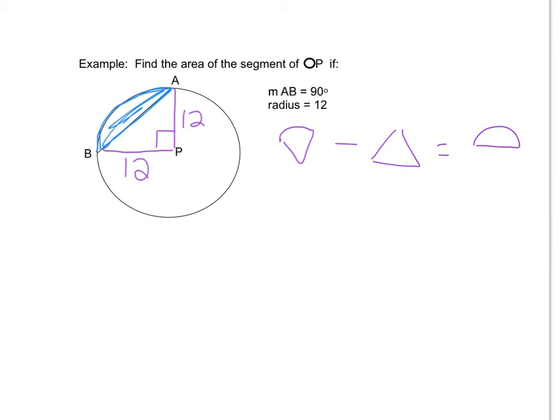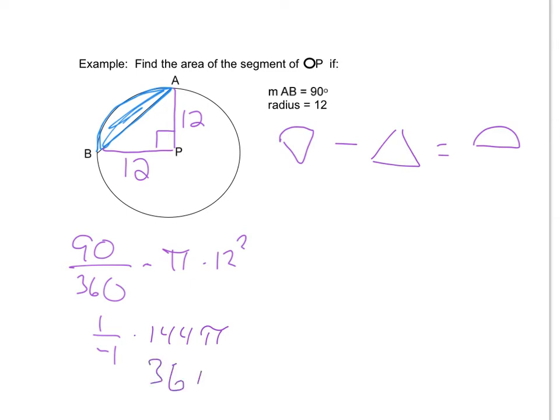So the area of my sector is going to be 90 divided by 360, that's my whole circle, times the area of my circle, which is pi r squared, so that's pi times 12 squared. We just did this, so 90 divided by 360 is 1/4, and we can see sure enough that this sector right here is 1/4 of my circle. So 1/4 times 12 squared is 144 pi. 1/4 of 144 is 36, so the area of my sector is 36 pi.